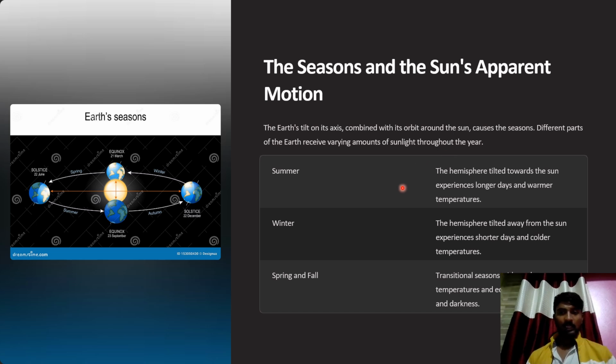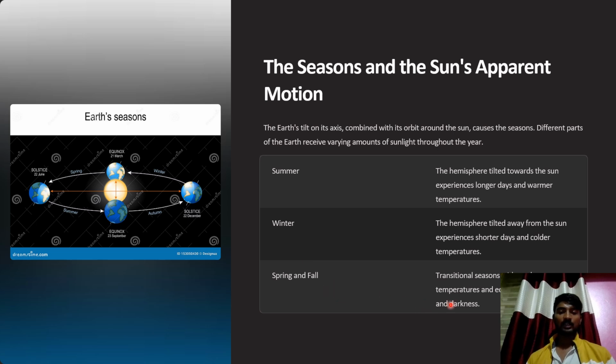As we know, in the summer the hemisphere tilted towards the sun experiences longer days and warmer temperatures, because the Earth comes nearer to the sun. Whereas the hemisphere tilted away from the sun experiences shorter days and colder temperatures, as the Earth moves to the other side in the winter season, and the sun is at a longer distance.